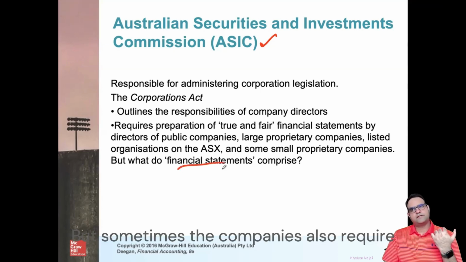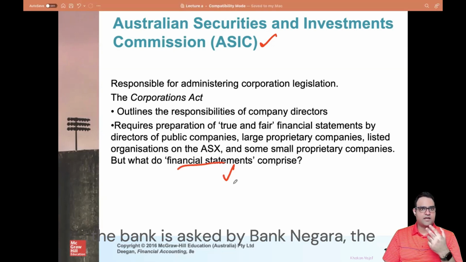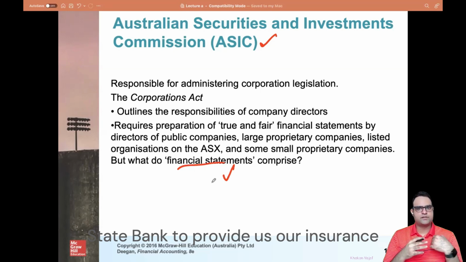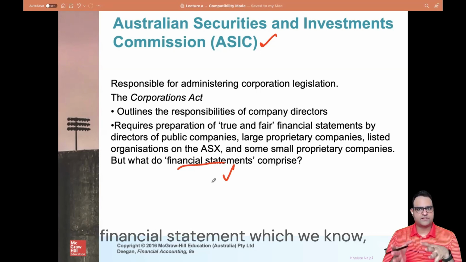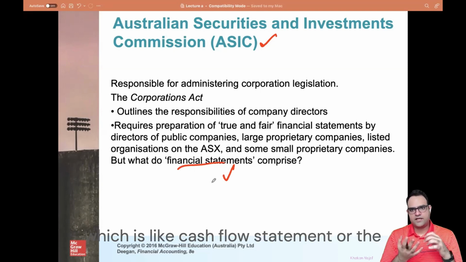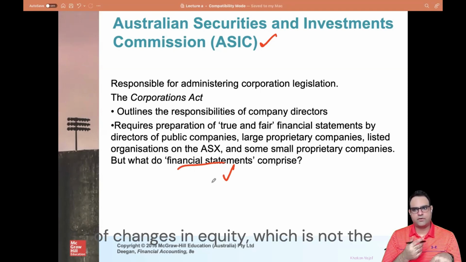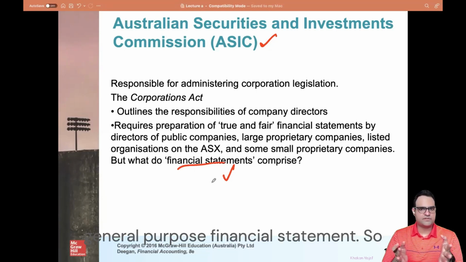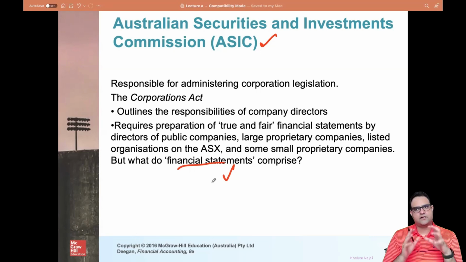But sometimes the companies also require some specific statements. For example, sometimes the bank is asked by Bank Negara, the state bank, to provide insurance details, which are not part of the financial statements we know, like the cash flow statement, the statement of financial income, or the statement of changes in equity, which are not the general purpose financial statements. So they have to provide some specific financial statements.